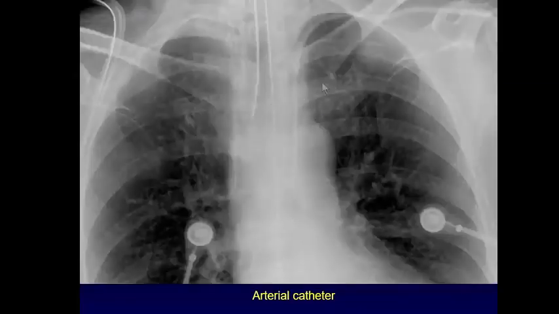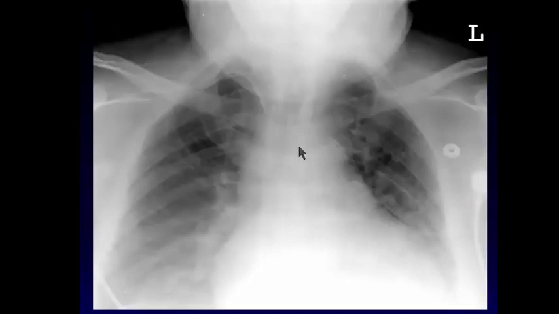Here's a left-sided arterial catheter. Remember we said the left subclavian vein does not usually go significantly above the clavicle, and this one does. This is in an artery. And this descends right where the left subclavian artery originates from the aortic arch. This could either be in the ascending or the descending aorta. It's an arterial catheter. Here's another one.